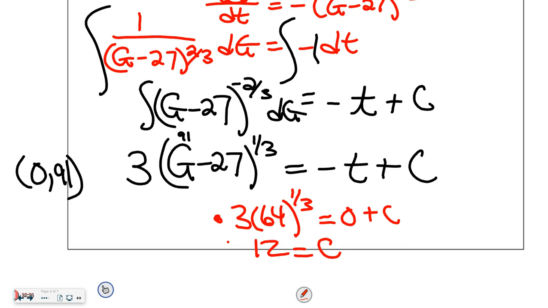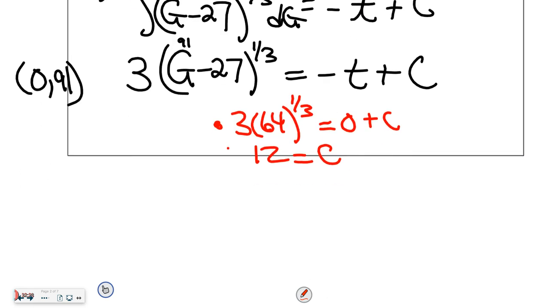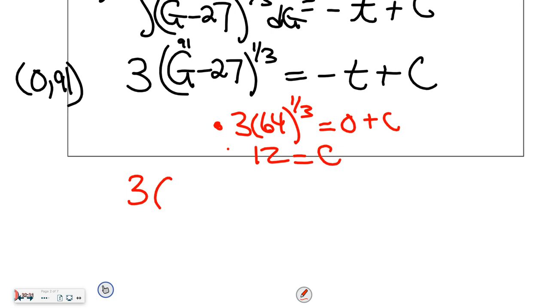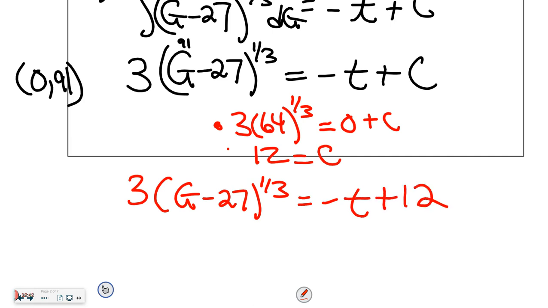It's still the same process. It's just never monkey see, monkey do. The kids have never seen one like this. Probably never will see it again. The next year it was much easier because this was so disastrous. All right. I've got a negative t plus 12.